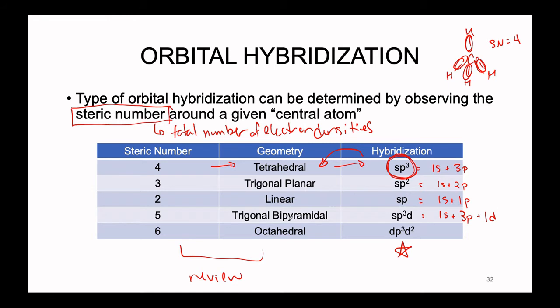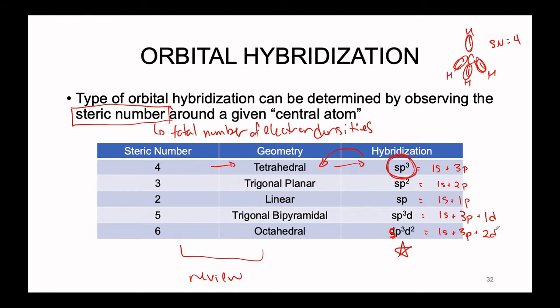All right, last but not least, steric number of 6 giving us an octahedral geometry corresponds to a hybridization of sp3d2. This is a typo on the slide. We need our 1 s orbital, 3 p orbitals, and in this case 2 d orbitals in order to allow for this not only expanded octet, but also for the specific geometry of the octahedral case.